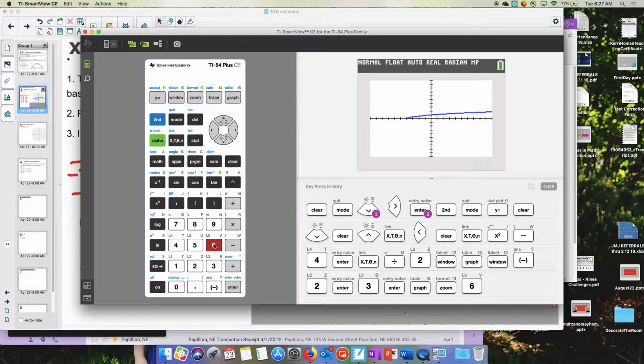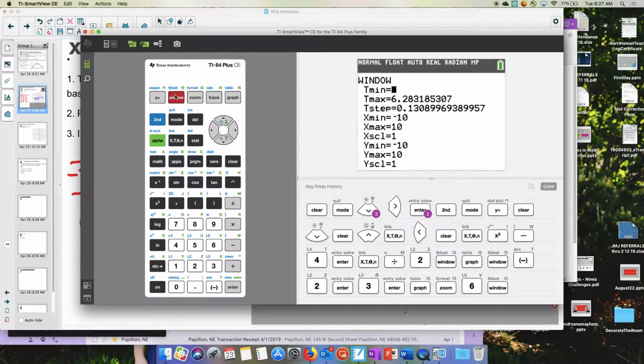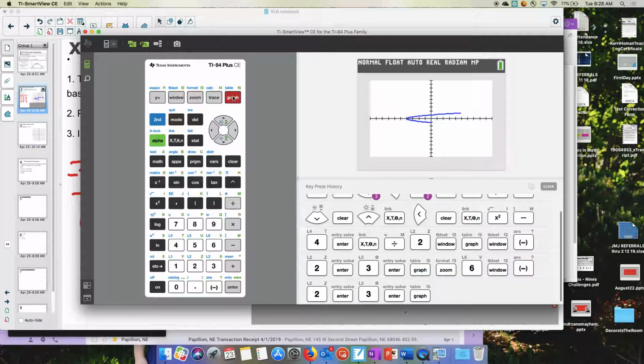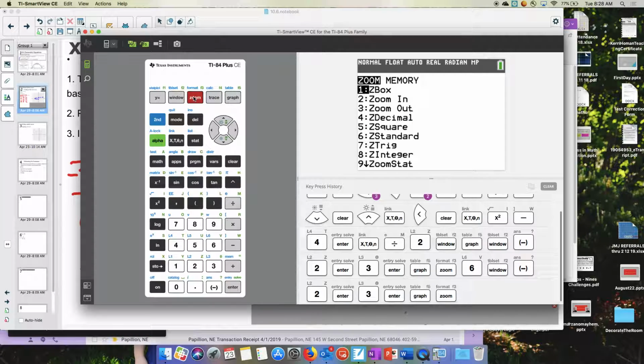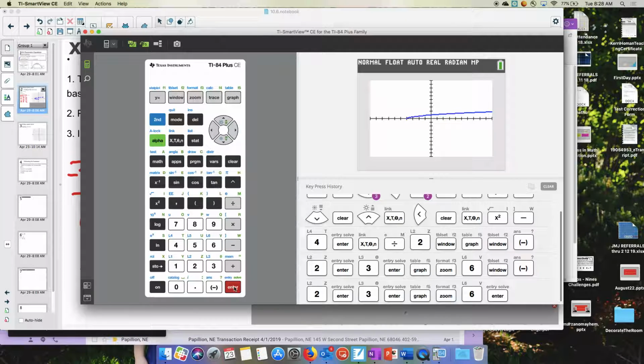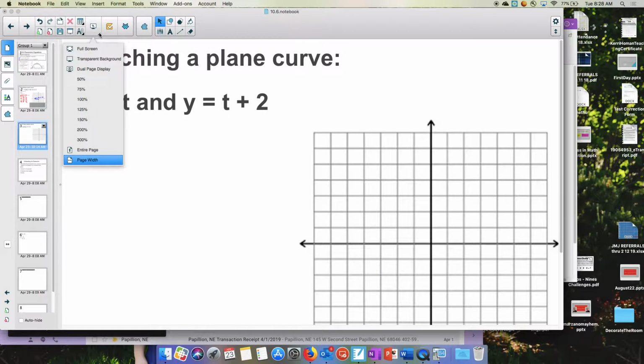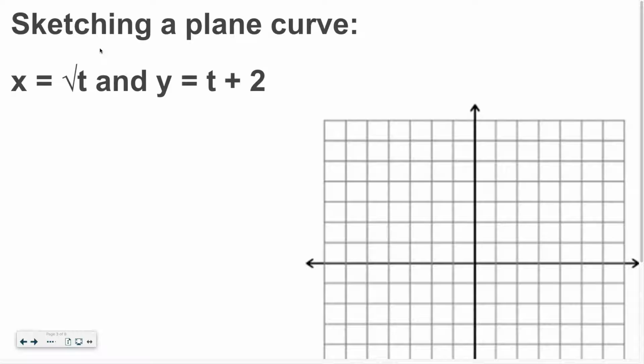Where do you change it at? Window, the T-min, T-max is what you would be able to change. What does the T-max do? That's where it would stop plugging in t. So like I changed it from -2 to 3 because that was our interval, and that's the graph that it gave. Okay. Okay. Well, let's do another one. Go ahead and write this set of parametric equations down.